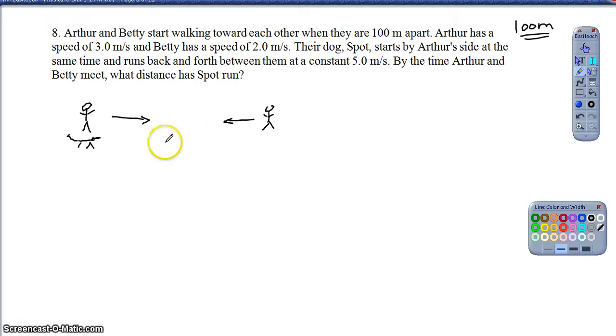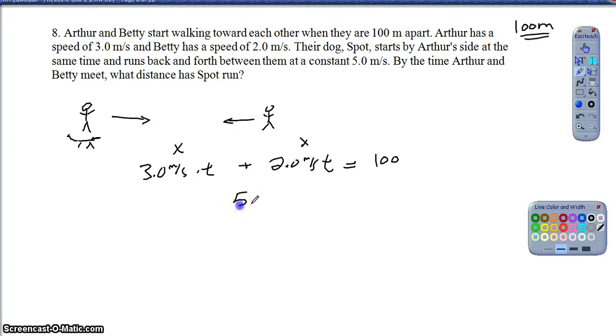Okay, so the way that we can do that, if they're moving towards each other, we can set this up kind of like we saw in class. We know that Arthur is moving at 3.0 meters per second. If we take that times however long he was walking, we would know his distance. We know that Betty here is moving at 2.0 meters per second. Again, times her time would give us her distance. And we know that total, these two distances need to add up to 100. Well, because it takes the same time for them to reach each other, I know that that means it's 5.0 meters per second times t equals 100, which tells me again that t equals 20 seconds.